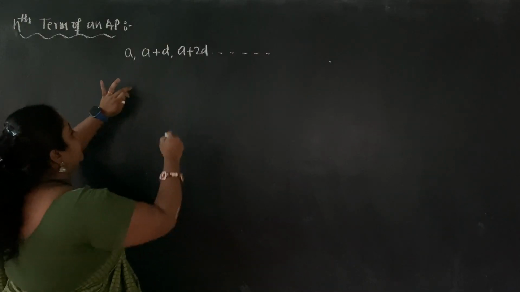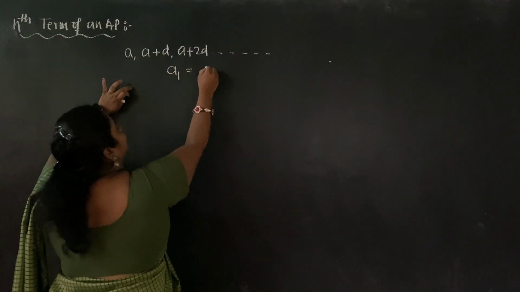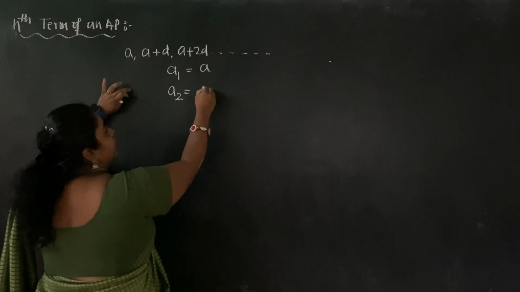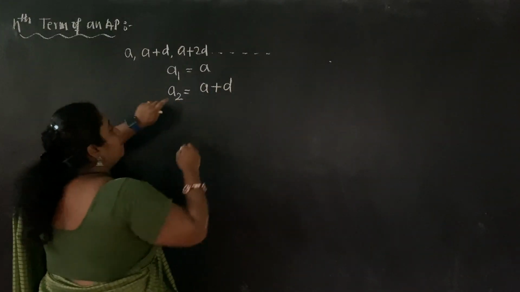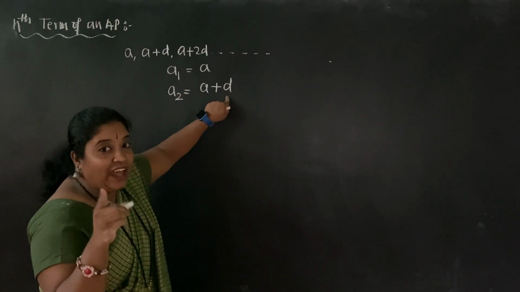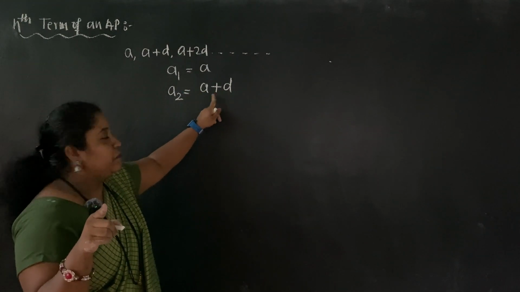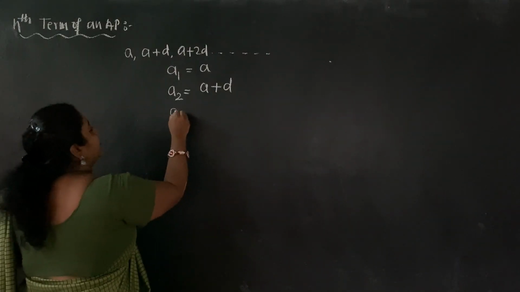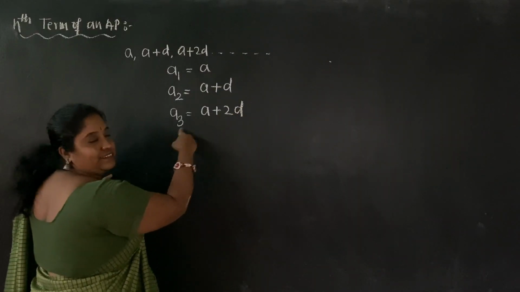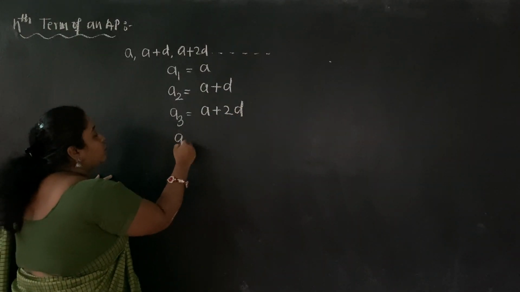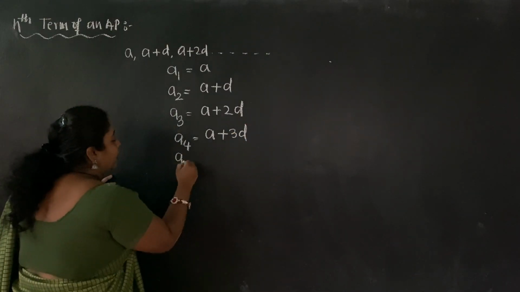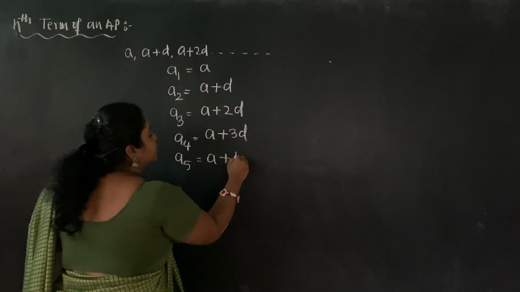This is how we write the general form. A1 can be written as a. The same way, if I want to write a2, how will I write it? a plus d. I told you, whatever the n value is, one less than that is the multiple of d you put. If I want to write a3, it is a plus 2d, that is, one less than 3. For a4, it is a plus 3d. For a5, it is a plus 4d.